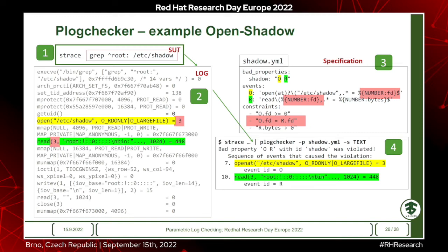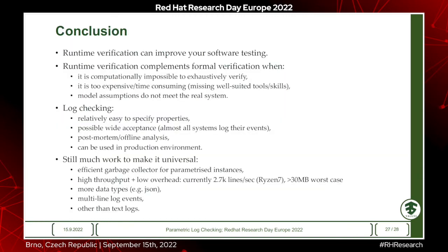Let's say that we have the strace program, which can look into the internals of the processes and tell us which system calls are called. We might, for example, check if some attacker could read the passwords from the shadow file. That means that the SUT should successfully open the file, and somewhere later should read at least 1 byte from that file. So we can also express that as a property for the runtime verification on the plog checker.